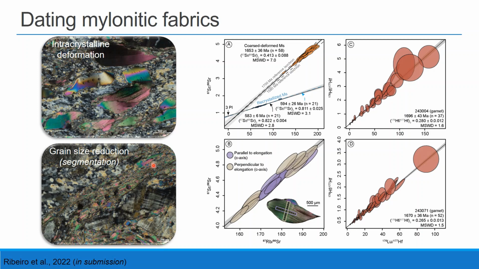So from these bigger grains, we get an errorchron age. So it's not a statistically reliable age: 1653 plus or minus 36 million years. But then using the initial ratio and the older and younger grains, we can define that the data is spread out between 1.7 and 1.58 billion years. When we look at the finer grains here, we get a very young age at 594 plus or minus 26 million years, or 583 plus or minus 6 when you anchor to the plagioclase. So they are pretty much the same.